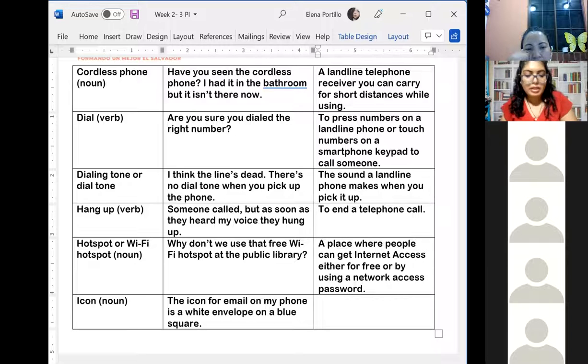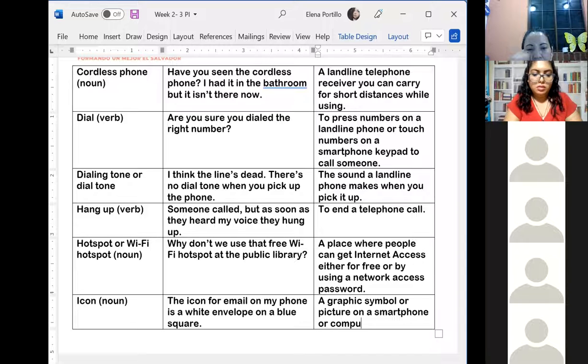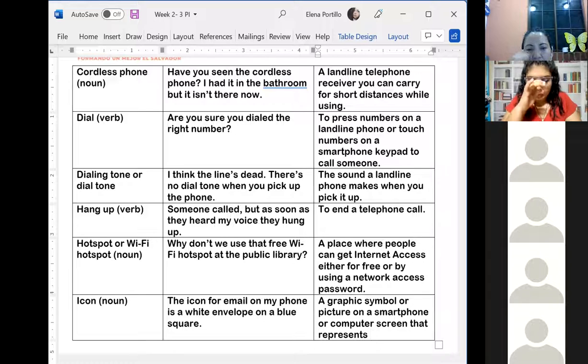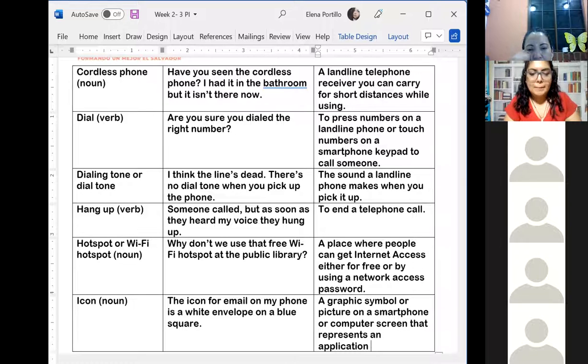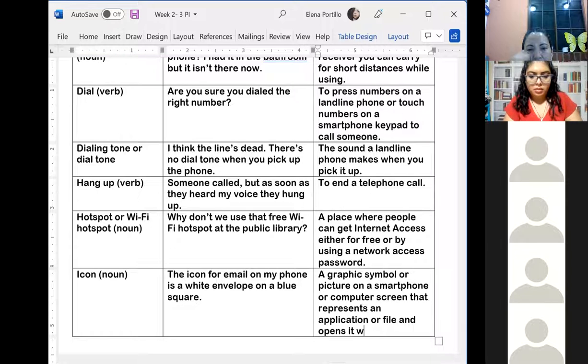And the meaning is a graphic symbol or picture. In this case, the icon, it's a noun, and we have the example. The icon for email on my phone is a white envelope or a blue square.